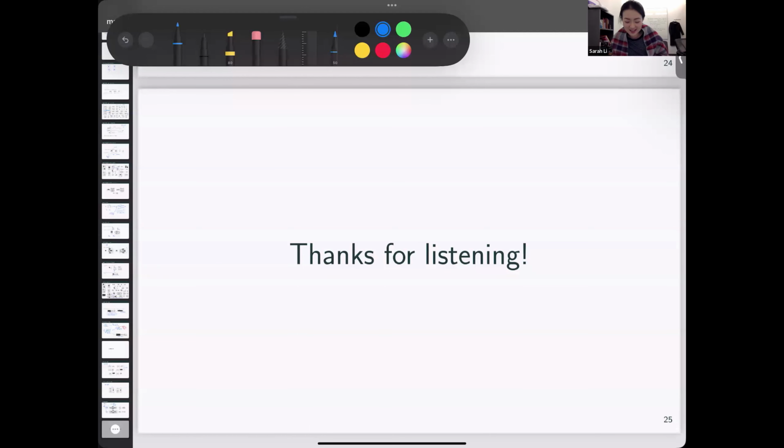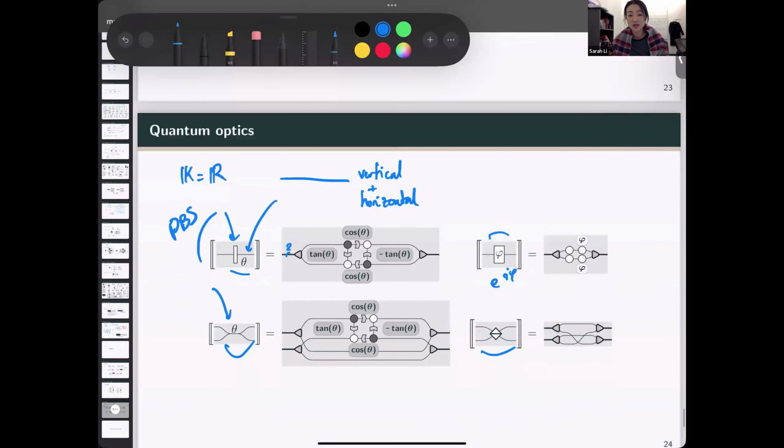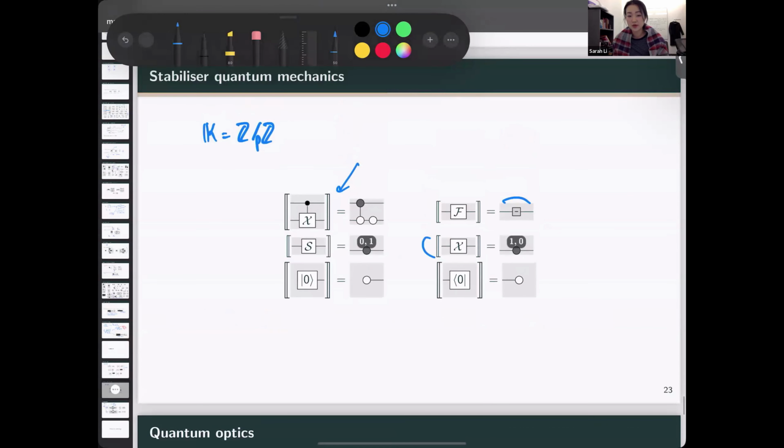Yes, I have a question. So at the end, you talked about its application in stabilizer quantum mechanics, and you have this p. Is this p a prime, or can it be a power of 2?